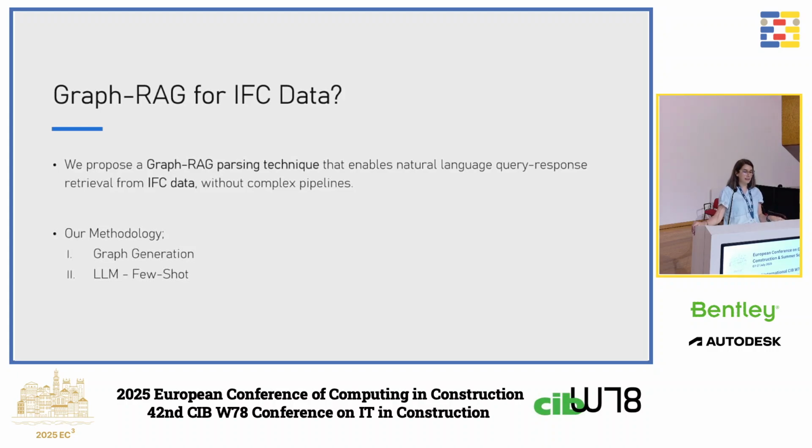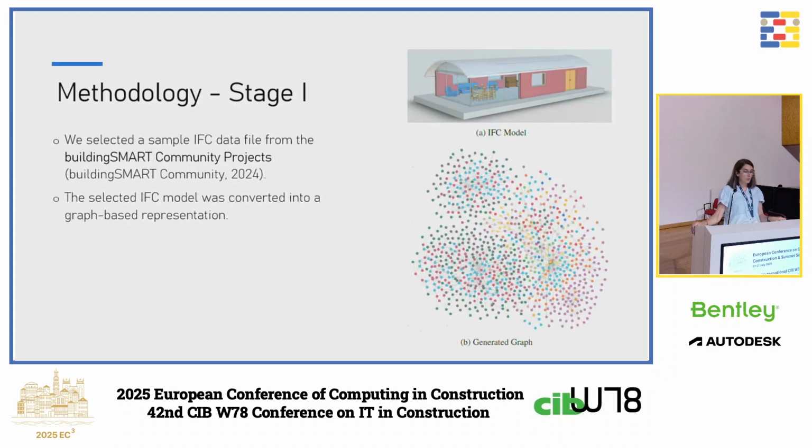So how we use Graph Rag for IFC data is we propose a Graph Rag parsing technique that enables natural language query response retrieval from IFC data, and our technique consists of two steps. The first one is graph generation, and the second one is the large language model using few shots. In the first stage, we use the IFC model and create a structured graph from it.